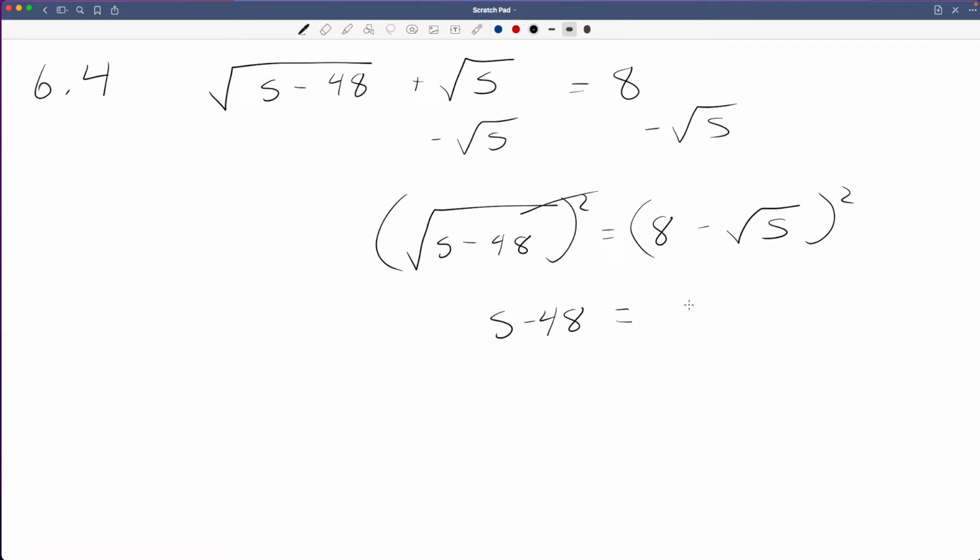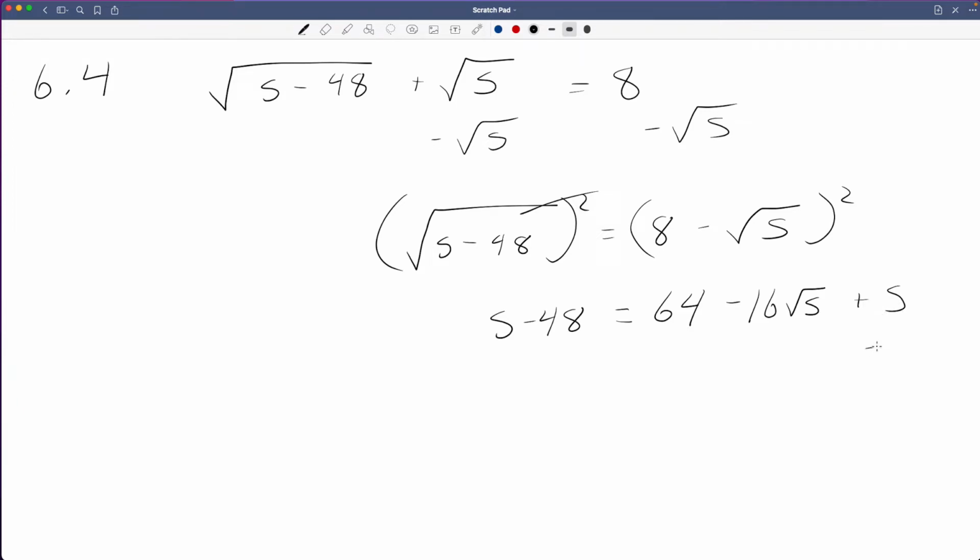But this side we have to do some stacking, and what we're going to end up with is 8 times 8 is 64. And then we have 8 times the negative square root of s, and 8 or negative 8 times the square root of s. So that's going to be negative 16 times the square root of s. And then, of course, negative square root of s times negative square root of s is going to be a positive s. So now we have this where we can manipulate it.